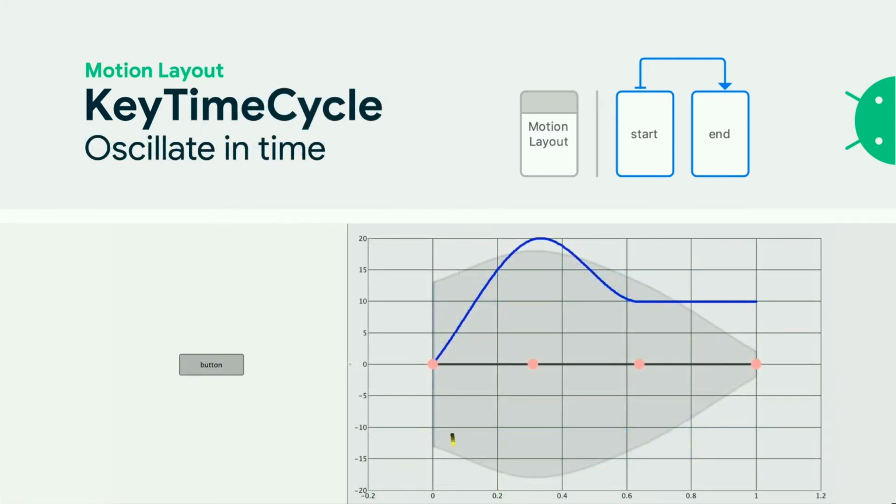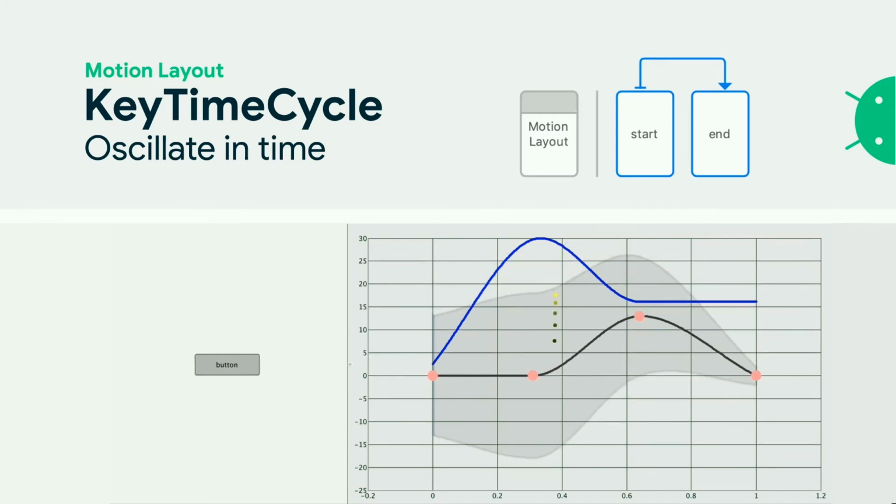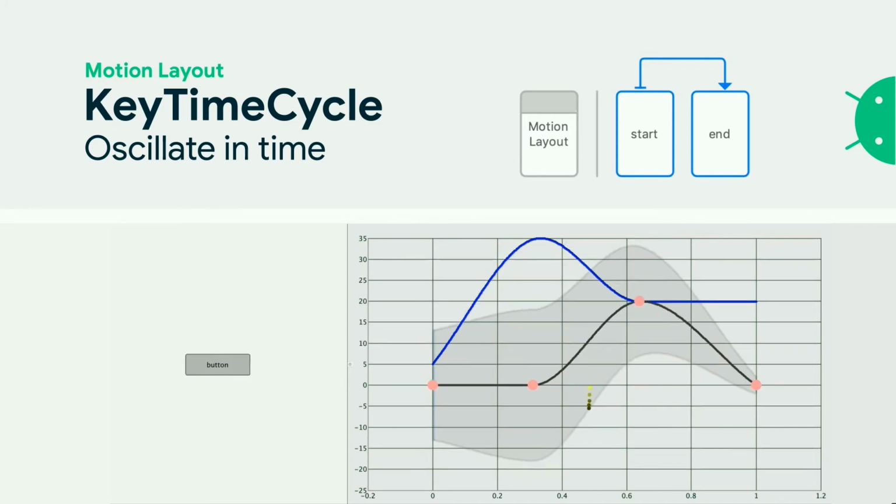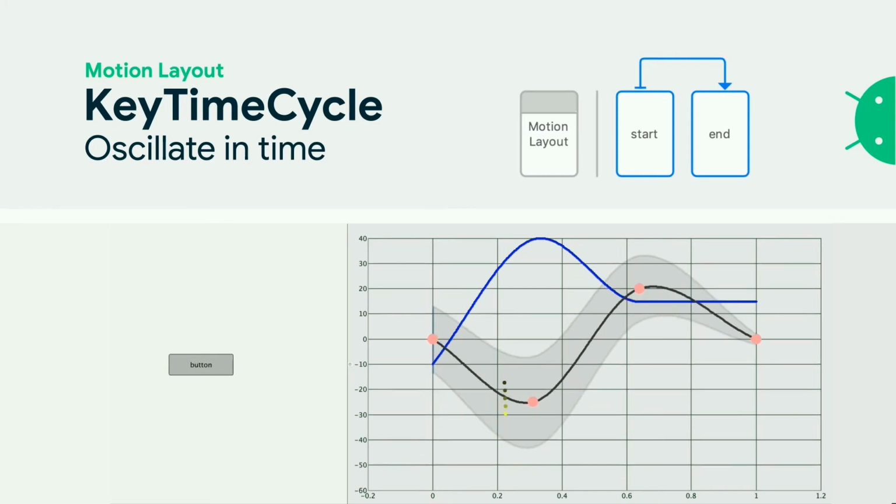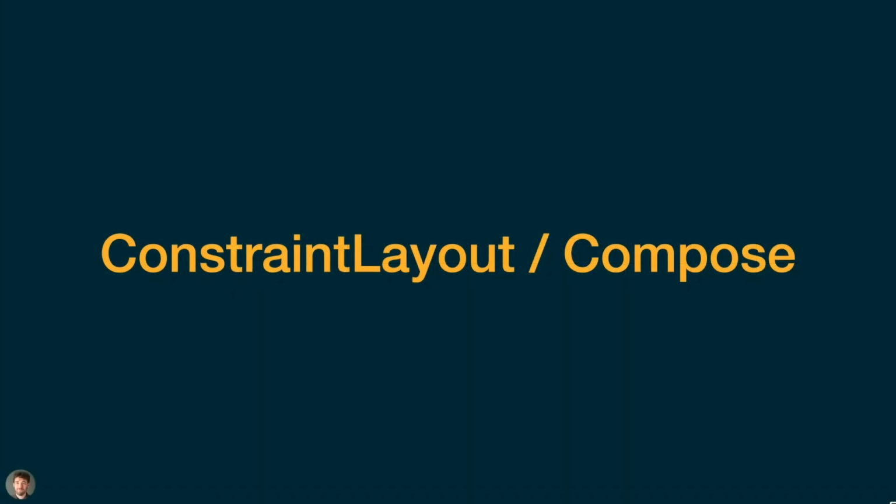The other one is key time cycle, which is a little different in the sense that the oscillations in the previous one, key cycle, oscillate with respect to the animation path. These oscillate with respect to time. So if you're stopped halfway through, let's say in the middle of a swipe, it will continue to oscillate. And we'll see some more examples of that.